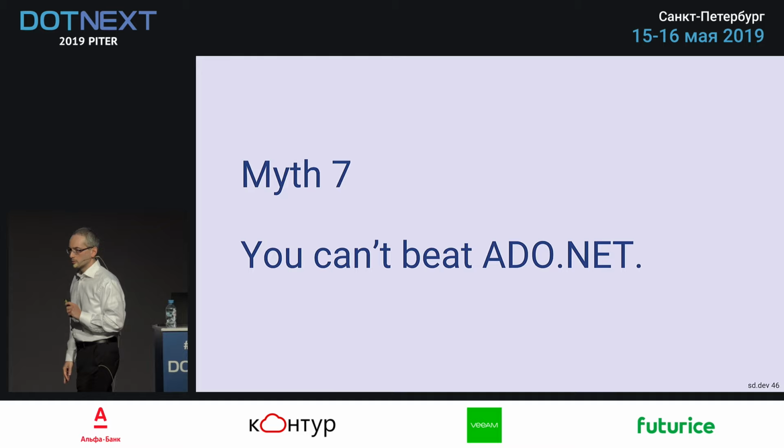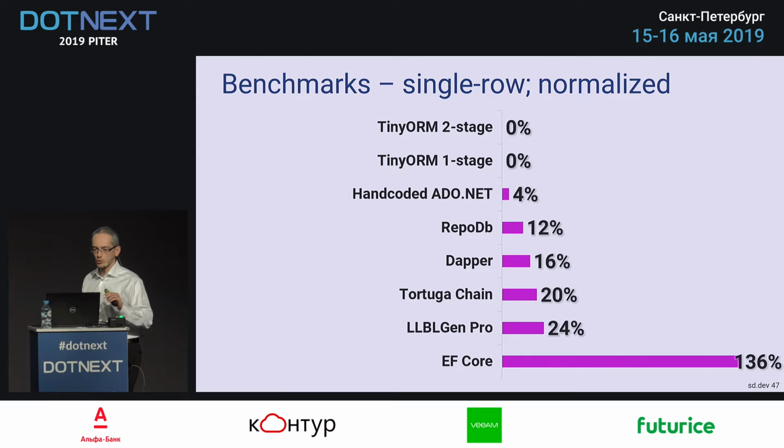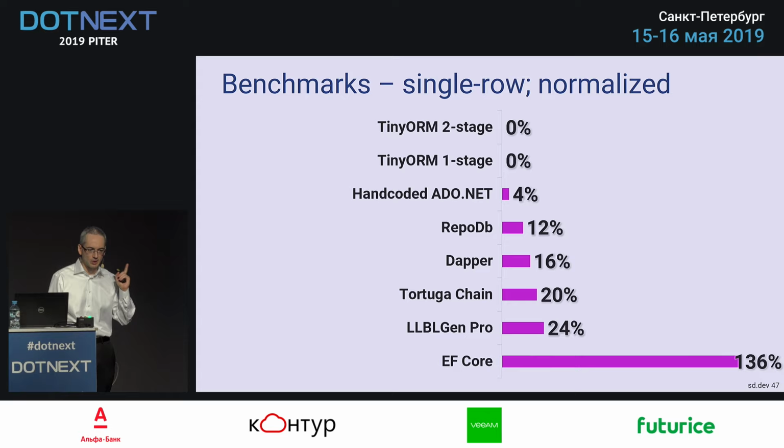So let's talk about the next myth. You can't beat ADO.NET. Let me show you another benchmark. This particular benchmark is a single row benchmark. So essentially, it is the equivalent of select top one star. It returns just a single row, and then it materializes that row.